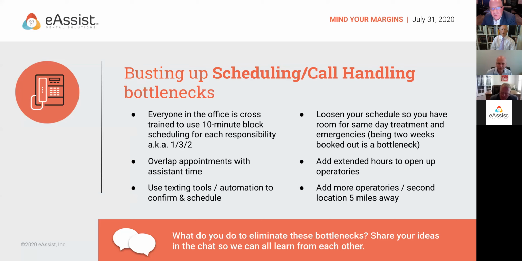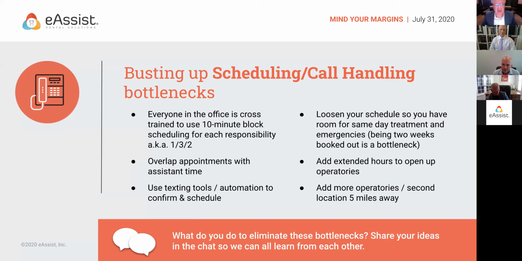Okay, let's go to scheduling, breaking up this kind of bottleneck. Here are some ideas. This isn't groundbreaking. Most people do this, but I'm surprised when so many people call eAssist, they still are using paper charts and they don't have some of these concepts understood. So if it's a review for you, that's wonderful. Put your ideas in the chat box to help someone, and you might learn from someone else too.